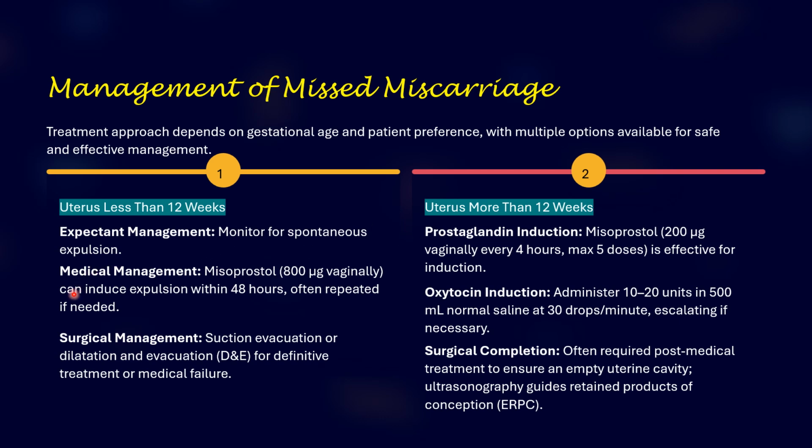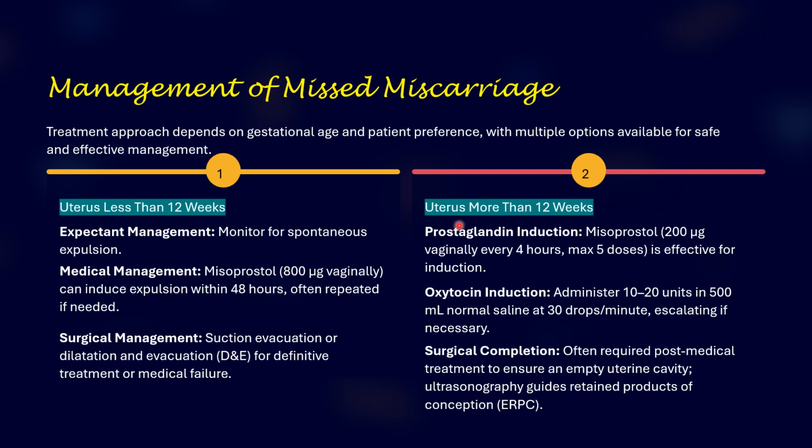Okay, the other one is medical management, where you give misoprostol 800 microgram vaginally, which can induce the expulsion within 48 hours. It can be repeated if needed. The other management is surgical management, where you do suction evacuation or dilatation and evacuation, okay, for definitive treatment, sometimes if the medical management fails.